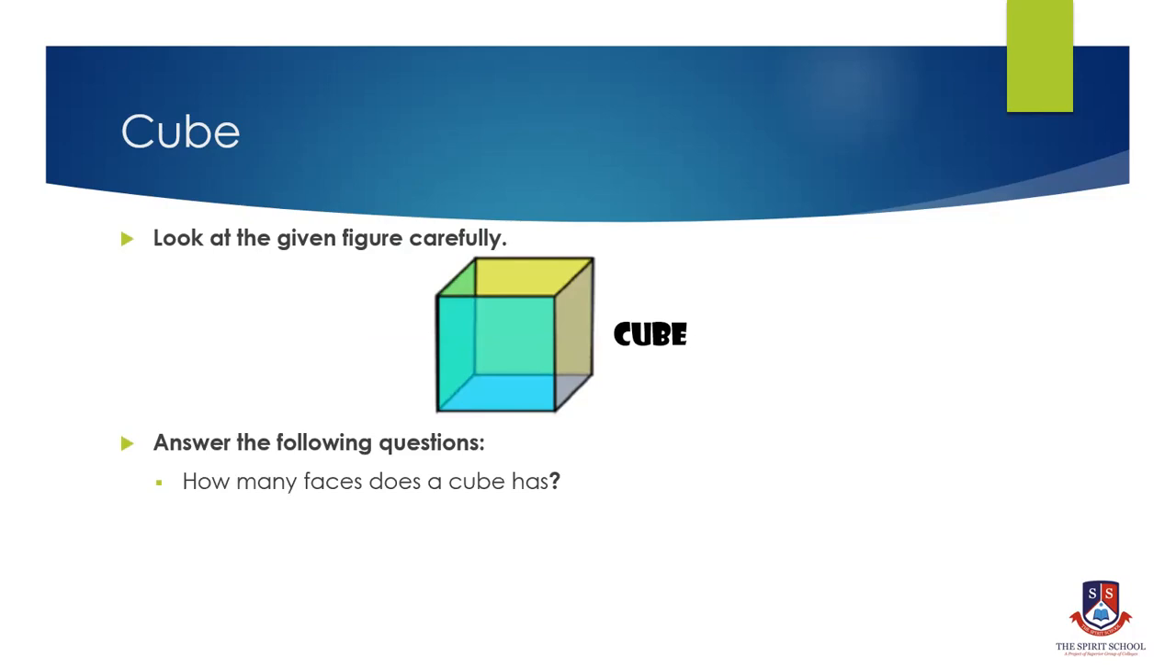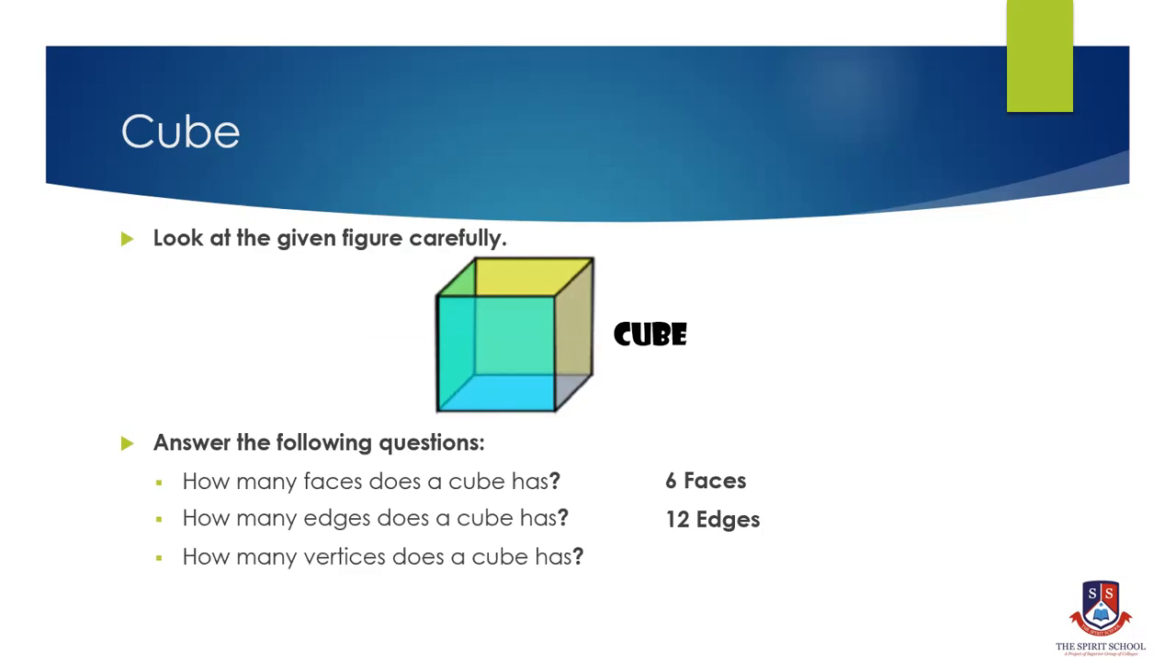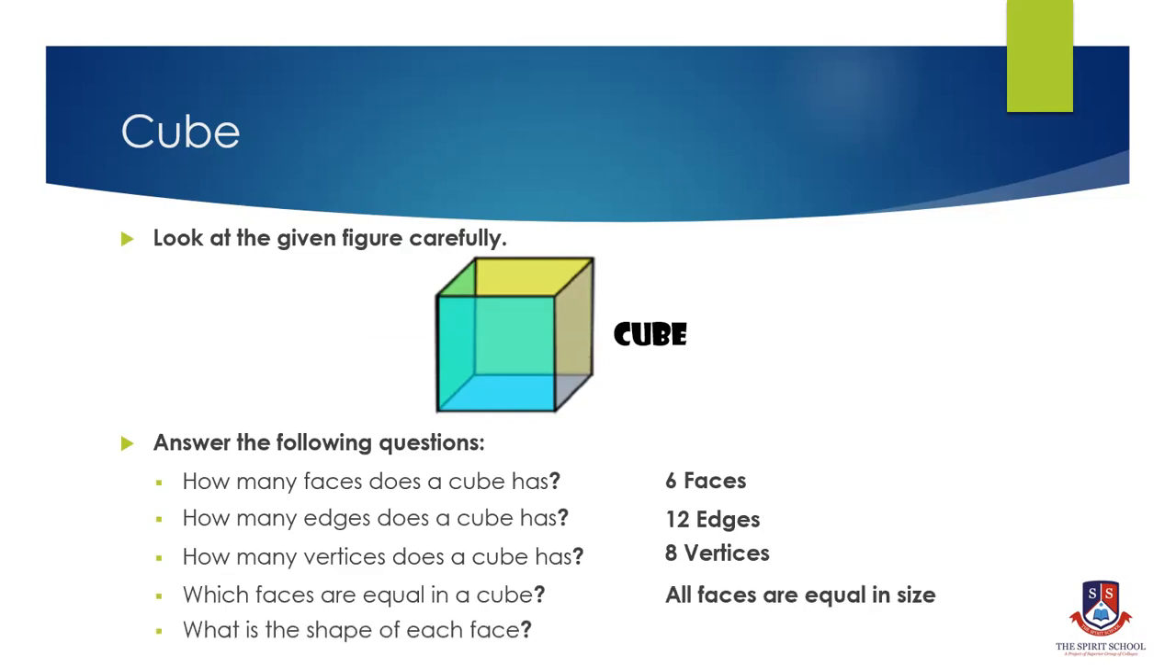How many faces does a cube have? Here you have seen that a cube is having 6 faces. How many edges does a cube have? A cube has 12 edges, and you have seen in the previous video. Similarly, how many vertices does a cube have? A cube has 8 vertices. And which faces are equal in a cube? All faces are equal in size. And what is the shape of each face? All faces are perfect squares.